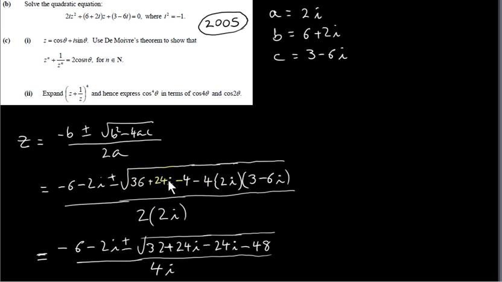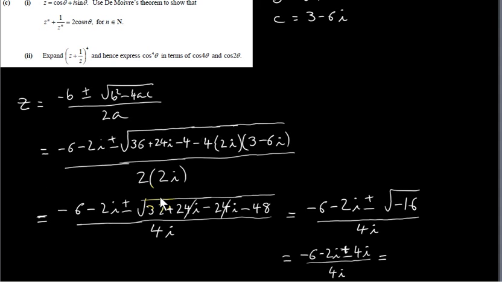Simplifying what's inside here, we have 36 minus 4 is 32. Minus 4 by 2i is minus 8i. Minus 8i by 3 is minus 24i. Minus 8i by minus 6i is plus 48i squared, which is minus 48. Very conveniently, the i terms disappear. 32 minus 48 is minus 16.